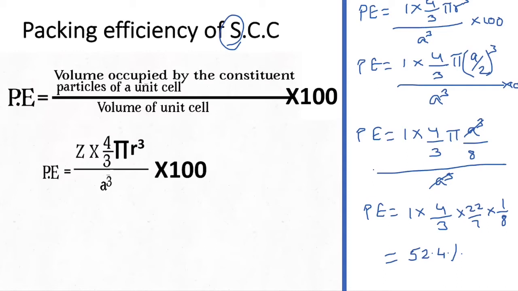So what is left out? 47.6% is the space left out, that void. We can simply call it the void. The void left out is 47.6%.